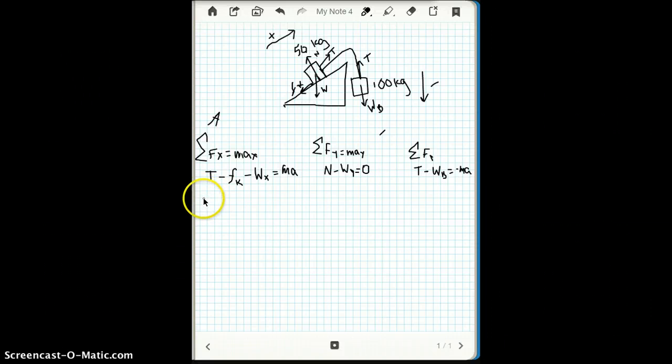So over here, instead of Wy, I'm going to write N equals mg cosine 32. So over here on this side, I'm going to end up with T minus mu sub k times the normal force, and I can plug this in, minus mg sine 32 equals ma.